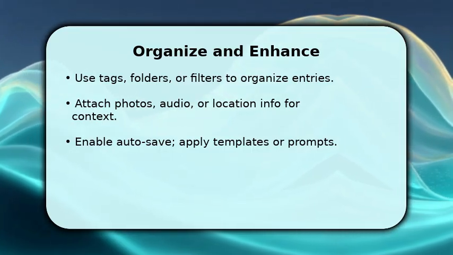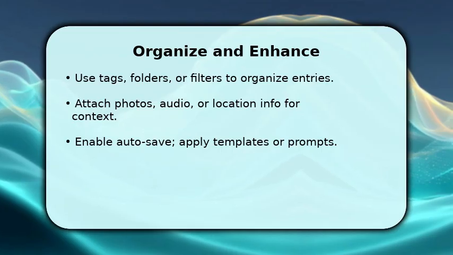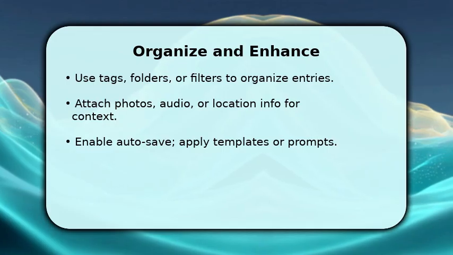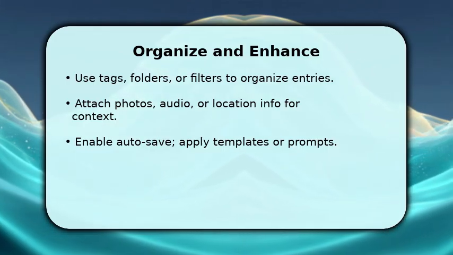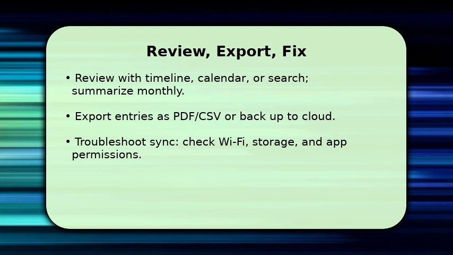Make sure autosave is enabled and back up to cloud storage. This prevents data loss. As you tag and categorize, the app learns your patterns and surfaces relevant entries more effectively. You finish by reviewing recent entries via the timeline or calendar and create a short monthly summary to track trends. When needed, export selected entries as PDF or CSV for printing or backup and confirm your cloud sync completed successfully.